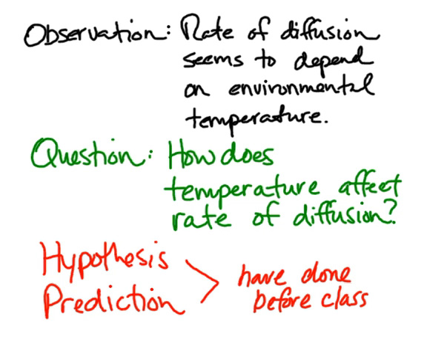Alright, this video is a pre-lab for your diffusion lab. Specifically, we're going to be looking at the rate of diffusion. In your notebook, write your observation. The observation is the rate of diffusion seems to depend on environmental temperature. So your question: how does temperature affect rate of diffusion? Your hypothesis, which is an answer to the question, and your prediction, which is an if-then statement. Both need to be done before class begins.